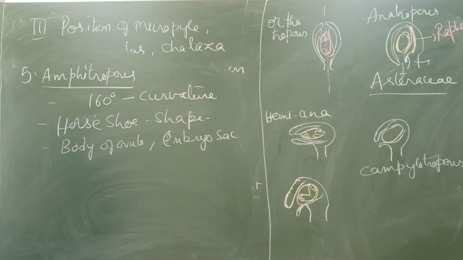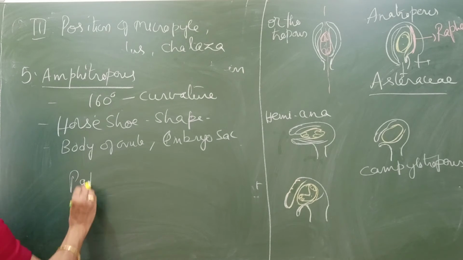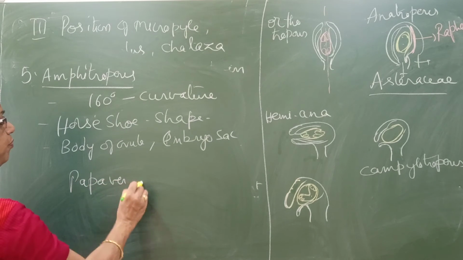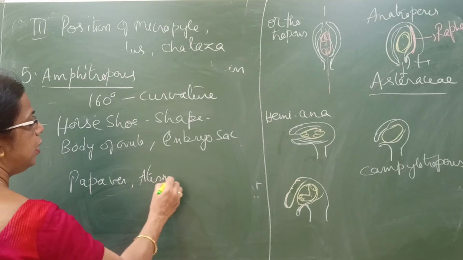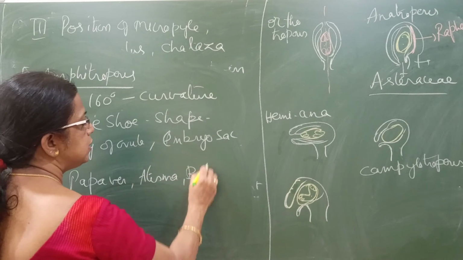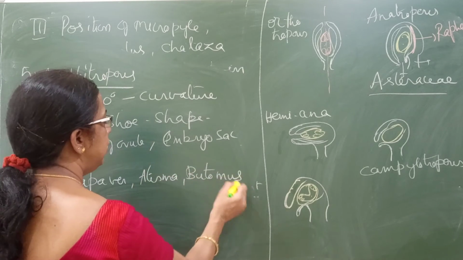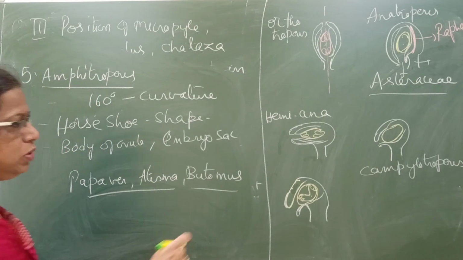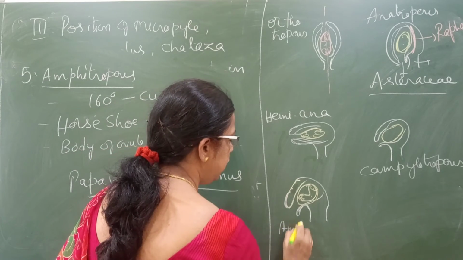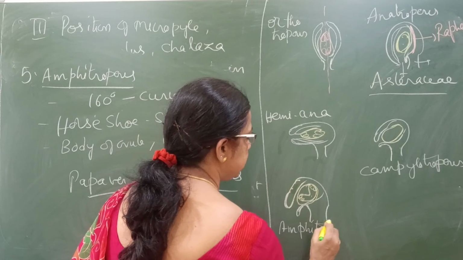Examples you can take for amphitropous are like papaver. Papaver is one example, and alisma and butomus. Papaver, alisma and butomus. So this is called amphitropous.